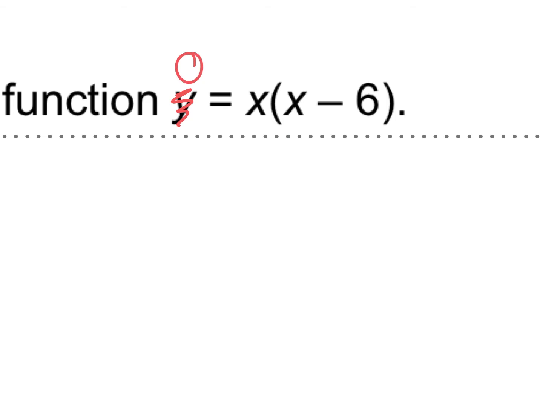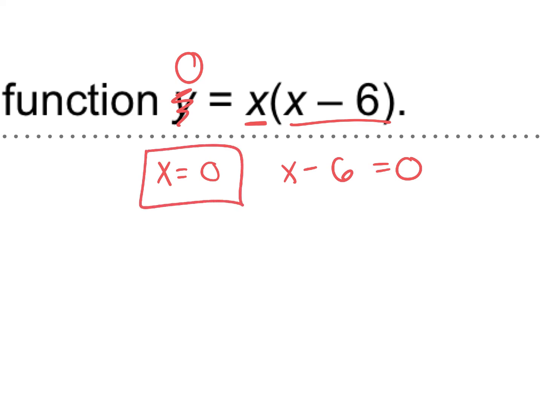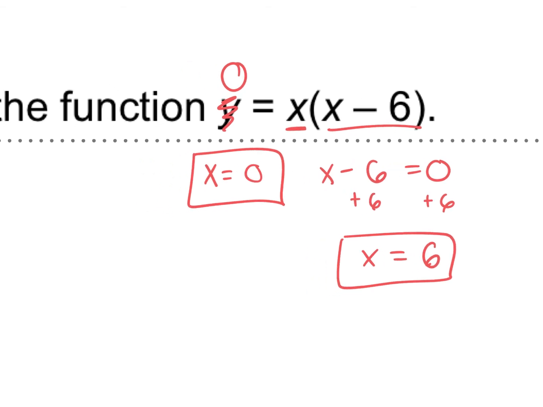So we've done this with factoring, but it's already factored for us. So we set each piece equal to 0. So I have x is equal to 0, and x minus 6 is equal to 0. So x equals 0 is already solved for us. We don't have to do anything there. And the second one, how do I solve for x? Add 6. So what does x equal? 6. So those are zeros.